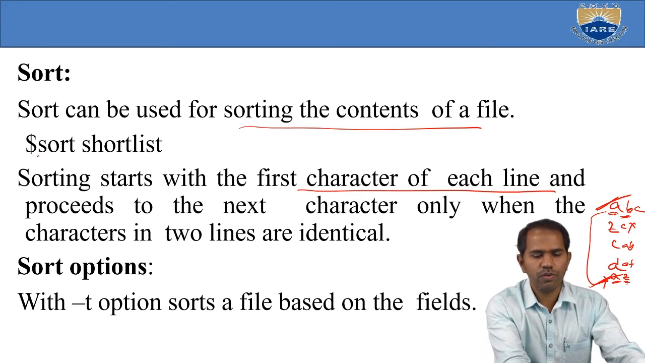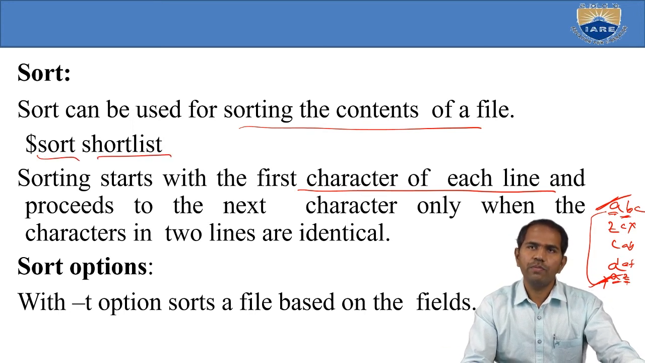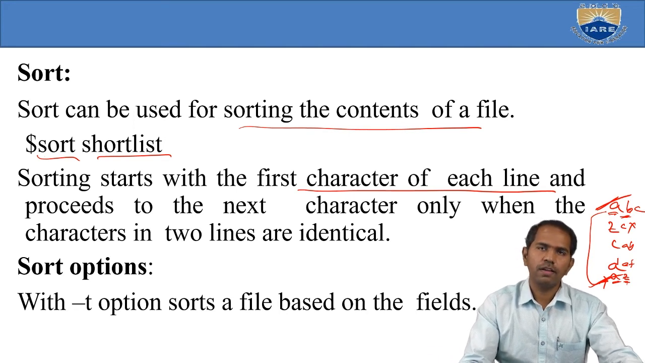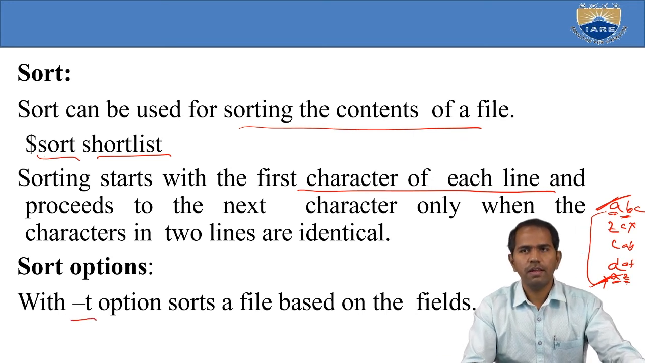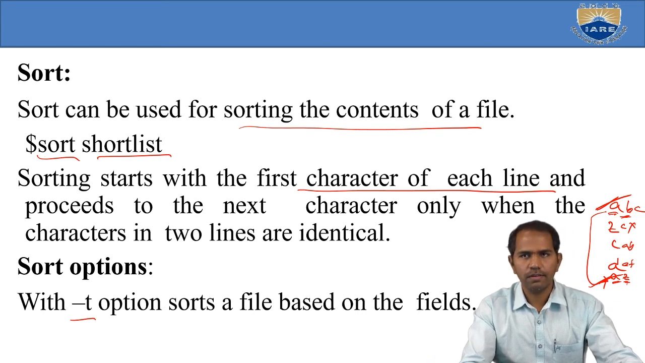Now the syntax of this one is sort, and it's a sort list. Sort list instance, it's the name of the file, within which the lines have to be sorted. And then sort with some specific option, minus t option: sort a file based on the fields. Based on the fields, we can sort.